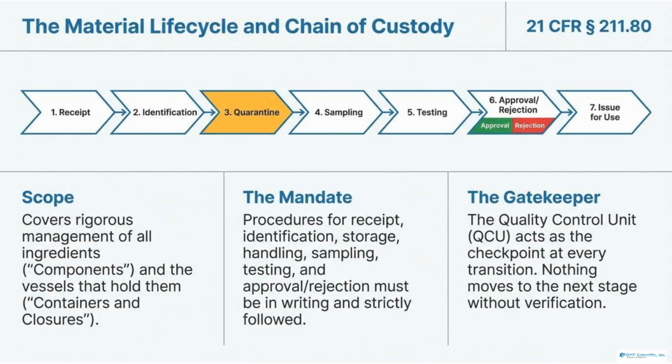We begin with the high-level life cycle of a material, which moves through 7 distinct stages, from receipt to final issue. Every step must be governed by written procedures. The Quality Control Unit acts as our gatekeeper, ensuring nothing moves to the next stage without formal verification.